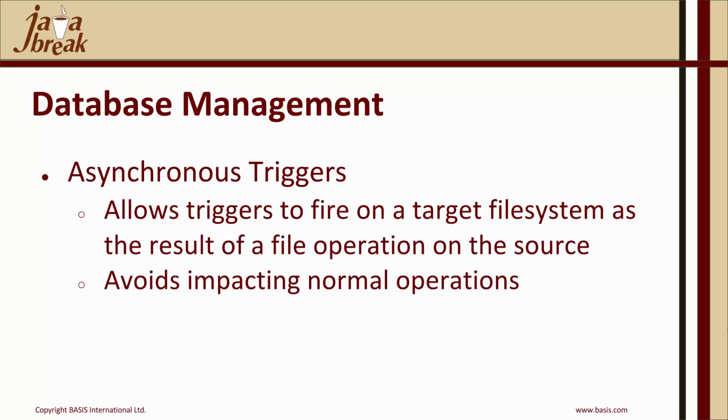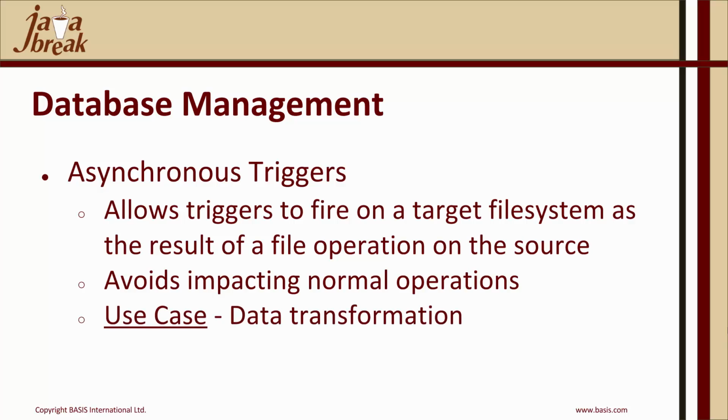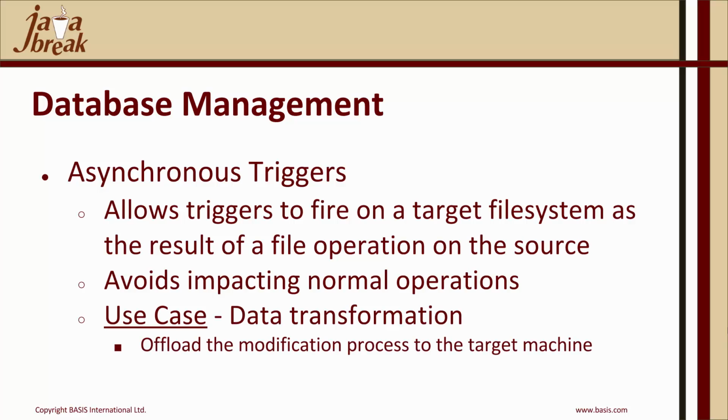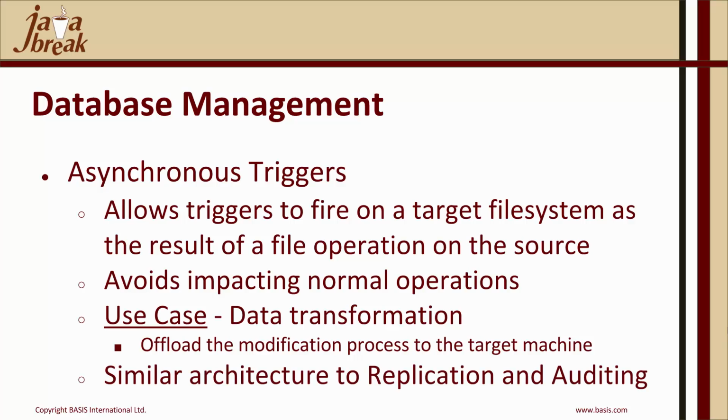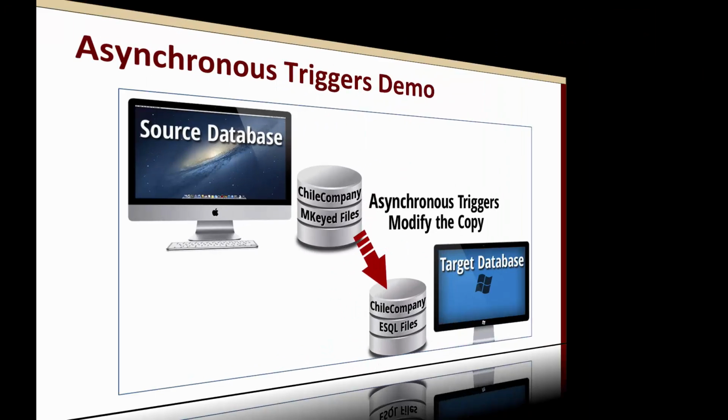You can choose to have the trigger code execute on the target machine rather than on the source machine, avoiding impacting normal operations. A good use case may be data transformation, wherein you may decide to do major manipulation to the data, and by offloading those modifications to the target machine, you avoid affecting your normal business operations. This is all built on very similar architecture to the replication and change auditing functionality built into BBJ's database.